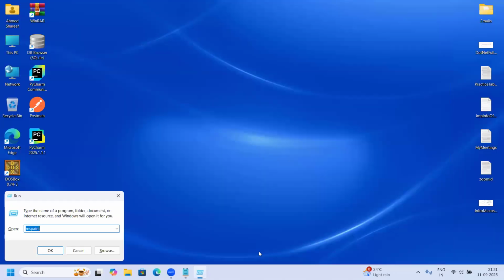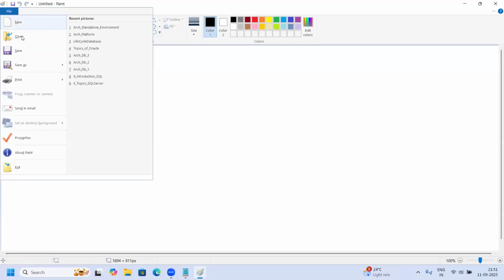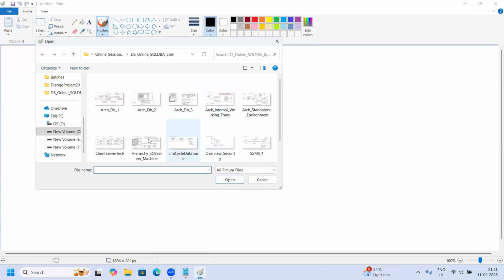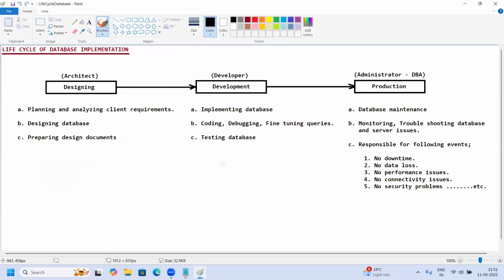And in this life cycle, also in one of the batches which is going on currently, I covered the same thing. I'll discuss with you as well. Life cycle of database implementation. It goes in 3 phases.